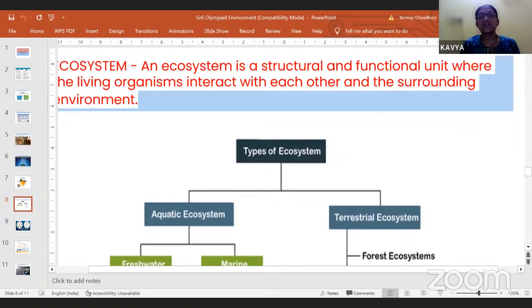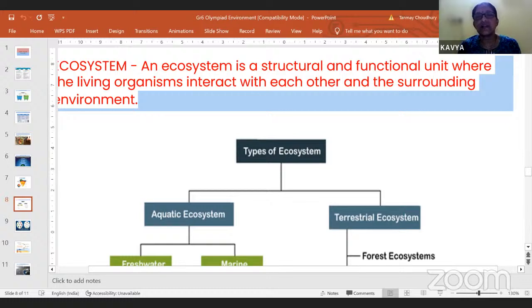Ecosystem is a structural and functional unit where the living organisms interact with each other and with the surroundings. So, for example, the tiger lives in the grassland. So they interact with each other. They interact with the environment also. So the entire grassland becomes an ecosystem.